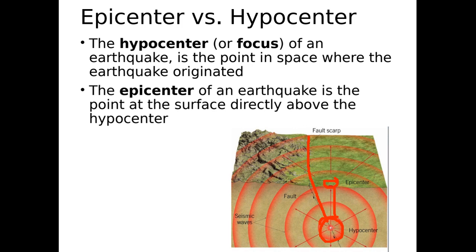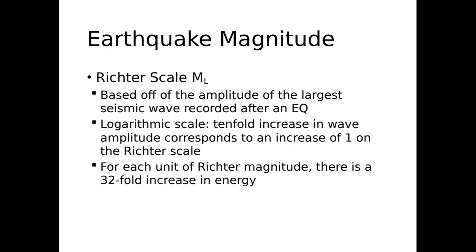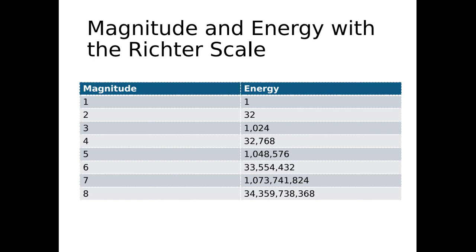And we talked about the Richter scale. A magnitude 4 is not twice as strong as a magnitude 2. It's thousands of times stronger, right? Because every increase in magnitude is 32 times more energy. It's a logarithmic scale.